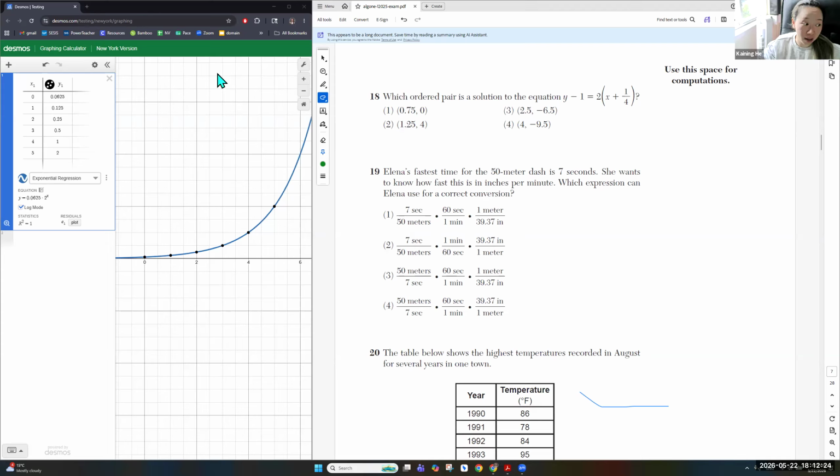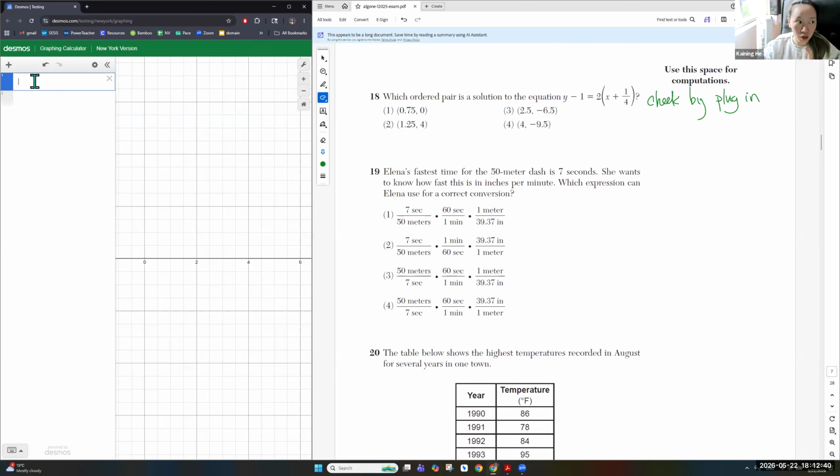You can either plug them all in. That's how you solve it by hand. So you check the answer by plugging in. But I am a lazy person who loves to use tools so much, so I'll type it in. y minus 1 equals 2 parentheses x plus 1/4.